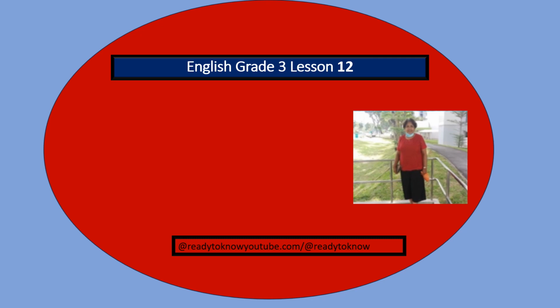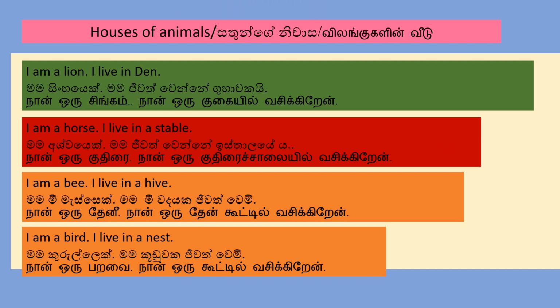English Grade 3 Lesson 12. Houses of Animals. I am a lion.